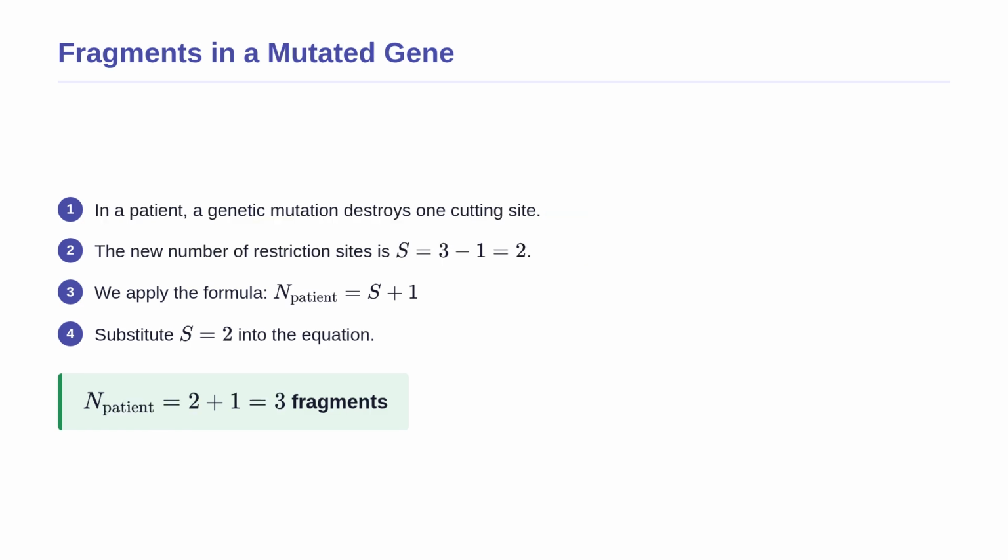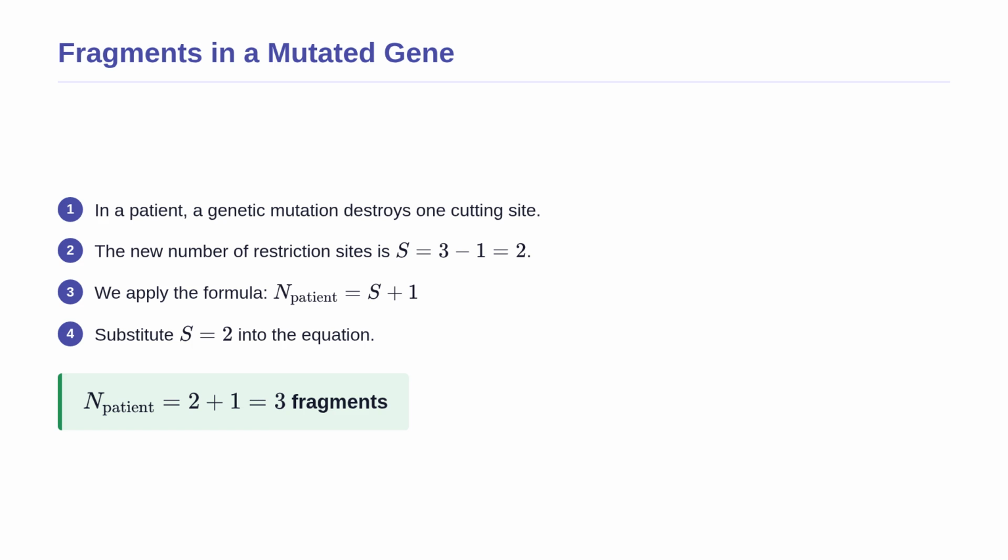Now, let us see what happens when a disease is present. In our patient, a genetic mutation has destroyed one of the original cutting sites. We need to calculate the new number of fragments. First, we determine the new number of restriction sites. Since 1 was lost, S now equals 2.